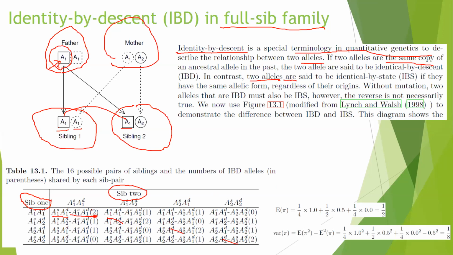If we use pi to represent the IBD value between these two siblings, the expected IBD value will be calculated using this. So we are very familiar with this. That's one possible value for this pi, and that's the probability associated with this value, and we add up all three possibilities. So that's the expected value for the IBD value. And that's how we calculate the variance of the IBD value when we compare these two siblings from this full sib family.